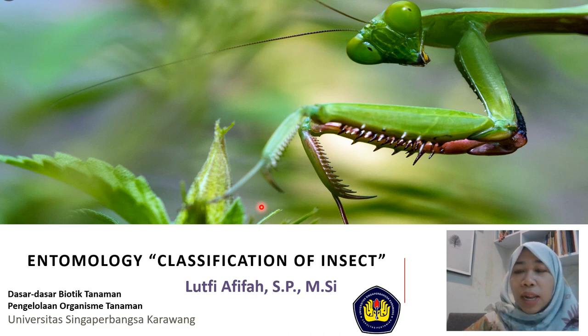First, let's see the picture. This is the praying mantis. Have you ever seen this insect? This is a predator. As you can see, the front leg of this insect is for capturing the prey. It's for menangkap mangsa, yeah. This is a predator. Okay, then we move to the next slide.